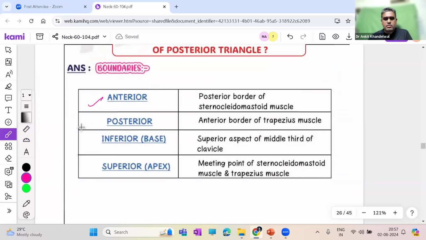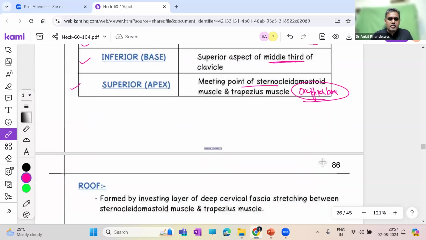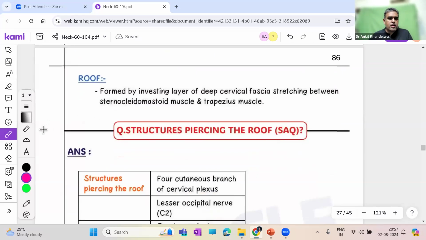Anteriorly, we have sternocleidomastoid. Posteriorly, we have trapezius. Below, you have the middle third of clavicle, and above, both of these muscles, sternocleidomastoid and trapezius, are coming from the occipital bone. So above, you will have what? Meeting point. This is basically which bone? This is actually part of the occipital bone, right? Okay, so again comes the point over here. Roof by investing layer of deep cervical fascia.